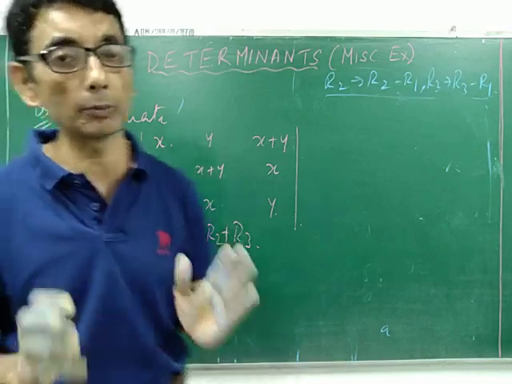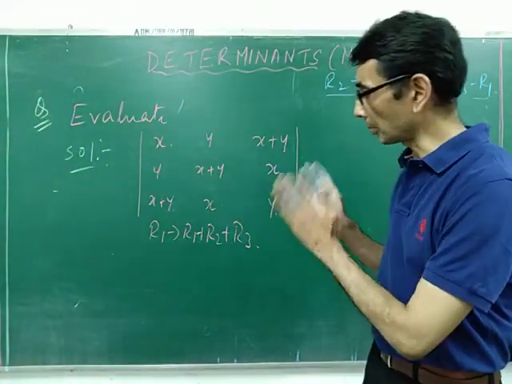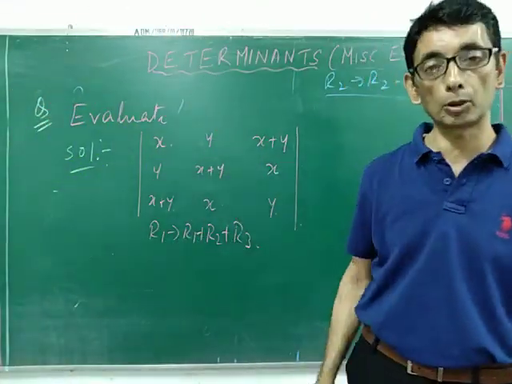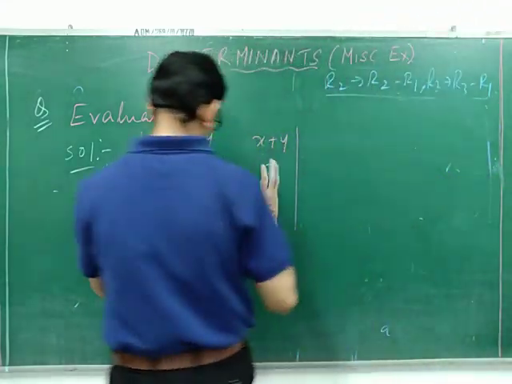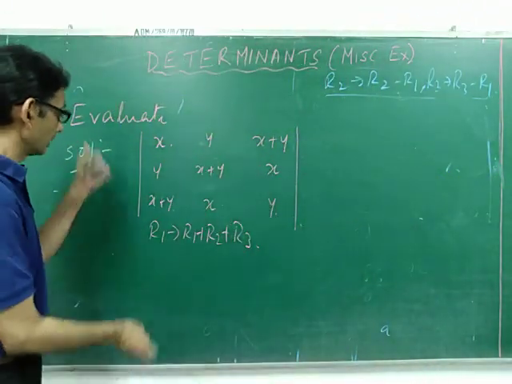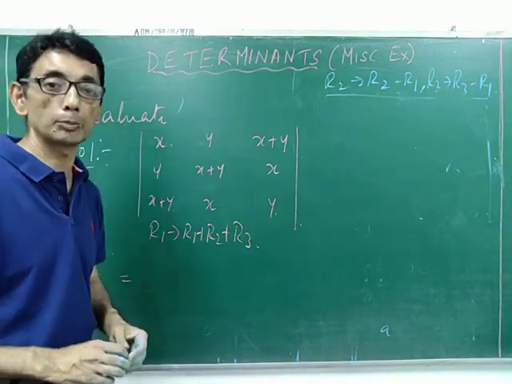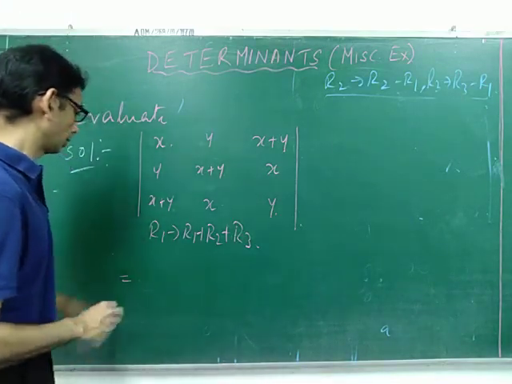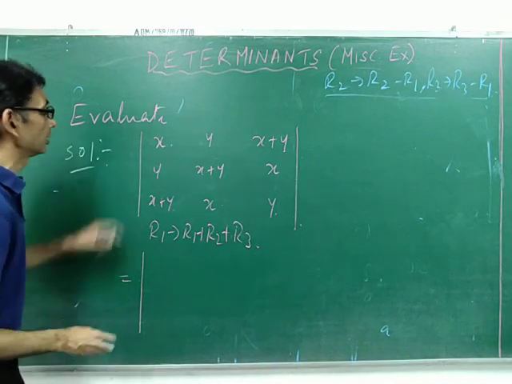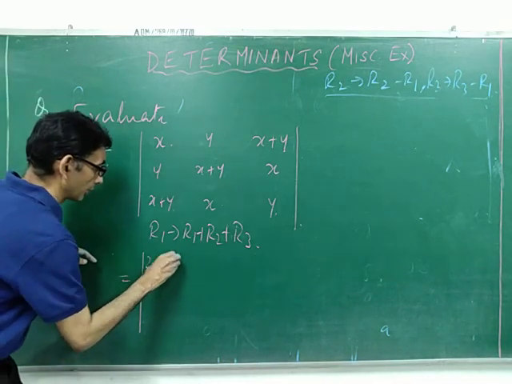At the same time, remember one thing, that property can also be applicable in the column also for some determinants. So just apply this, and in this same determinant, you can apply the property of the column also. Okay, R1. So what will be the first element? So this will be 2x plus y.